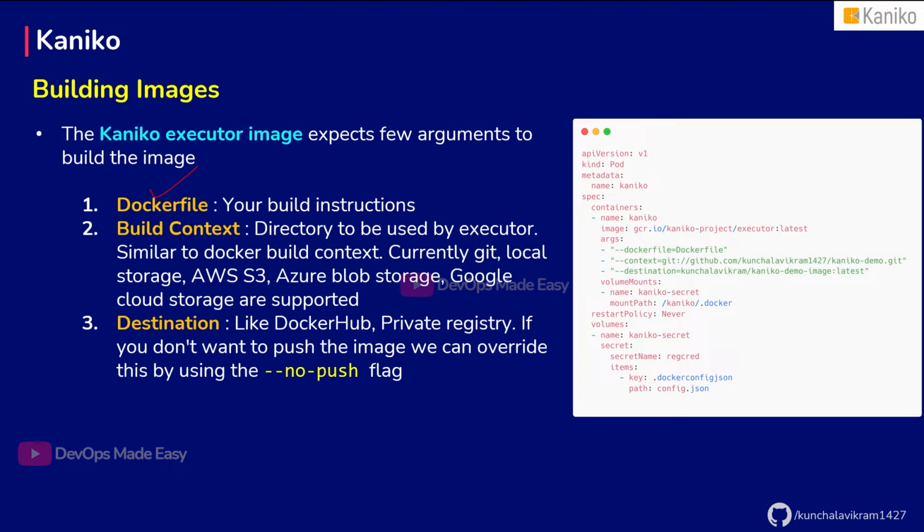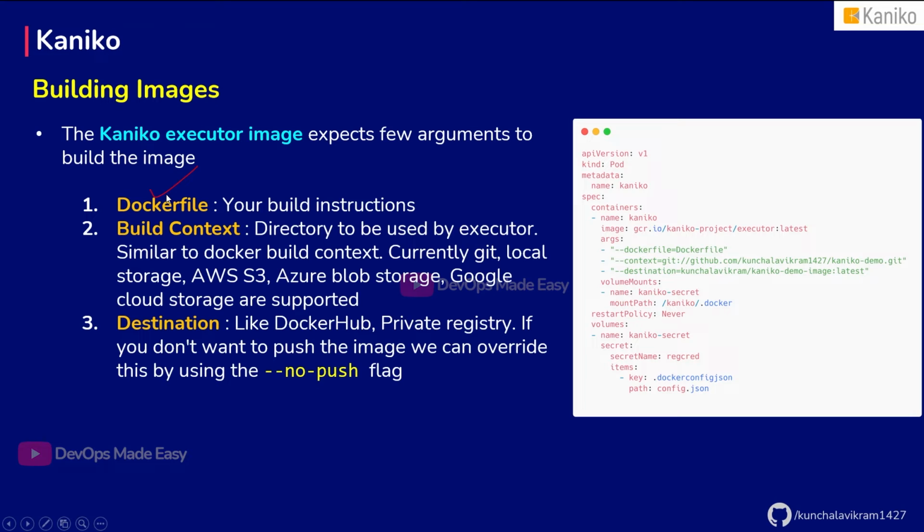And now once we have the Dockerfile and build context, and once your Docker image is built, where to push it? This is defined in the destination. The destination can be your Docker Hub account, or it can be any private registry. Or if you don't want to push the image at all, you can use the --no-push flag, so that we can skip this particular stage.